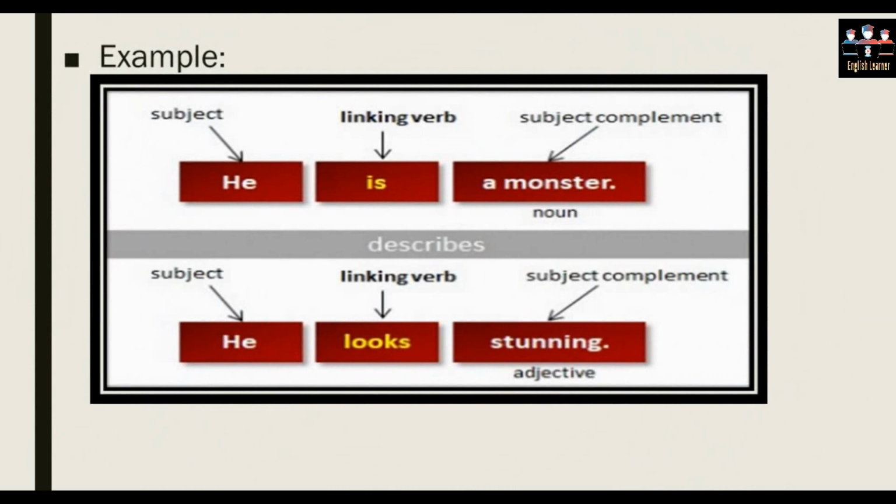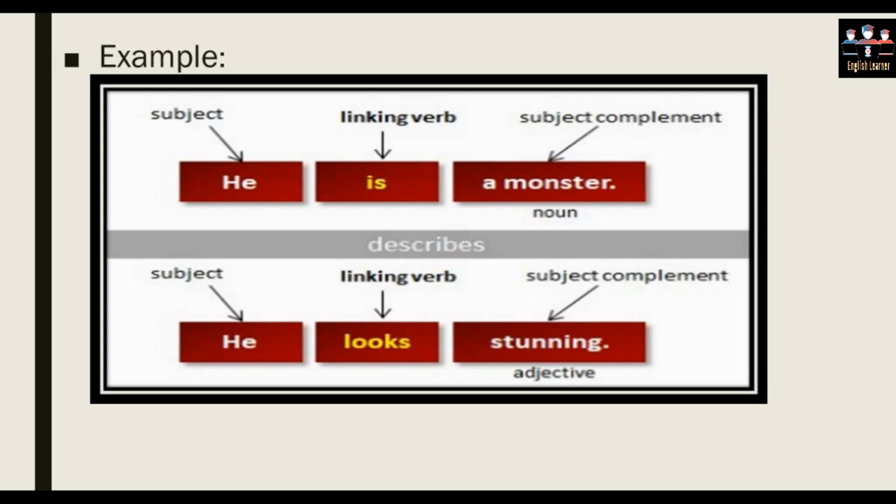Now we are going to deal with another example in order to make the concept clear, that a linking verb can be from the be form of a verb as well as from the common verbs. In example number 1, he is a monster. In this example, he is the subject, is is acting like a linking verb between the subject and subject complement, whereas a monster is a noun. So is is the linking verb between these 2.